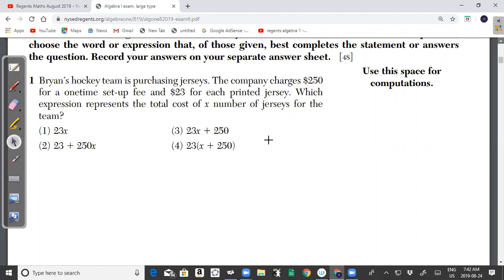All right, so the first question here, Brian's hockey team is purchasing jerseys. The company charges $250 for a one-time setup fee, okay? And $23 for each printed jersey. Which expression represents the total cost of x number of jerseys for the team, all right?